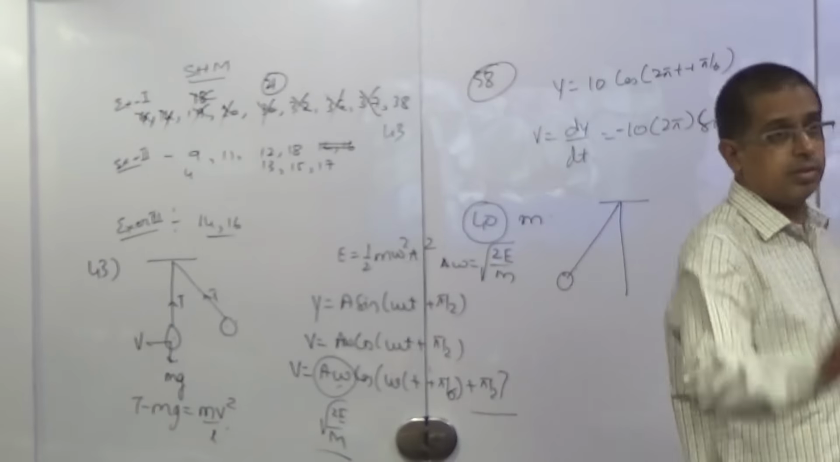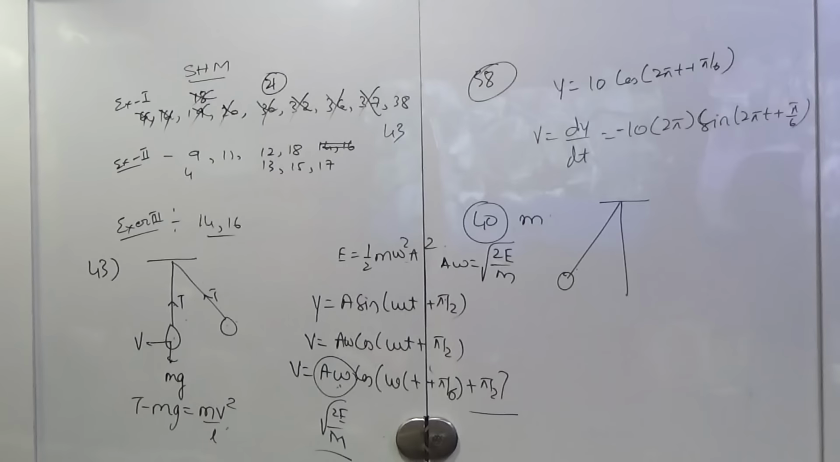So, in the 38th question, why did you put V as minus 10? Why did you put minus? One second, wait, I need 2 minutes of a break. Yeah, speak. Sir, 45th question also.